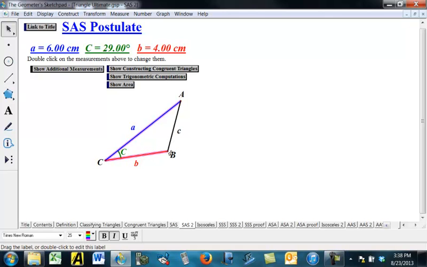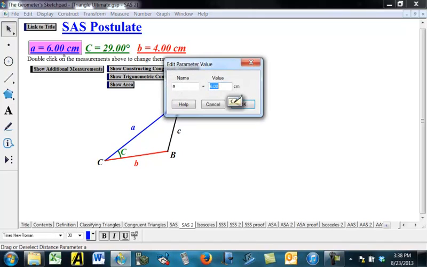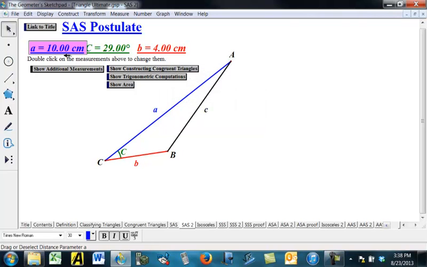So the blue side and the red side are determined by entering values on these parameters up here. And then we also enter a value for this angle C. And then we see that the rest of this is determined. So let me just show you how this works. If you just double click on this, we can put in another number we want. So any number we want. Let's say we want 10 centimeters here.